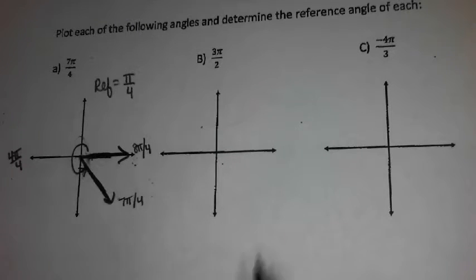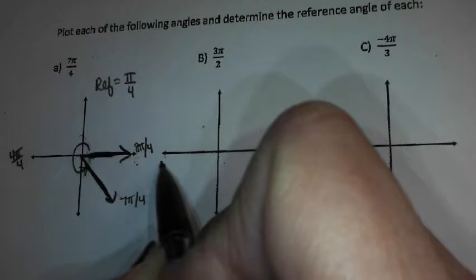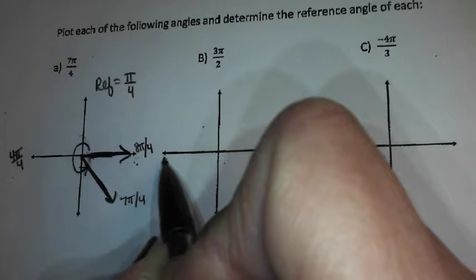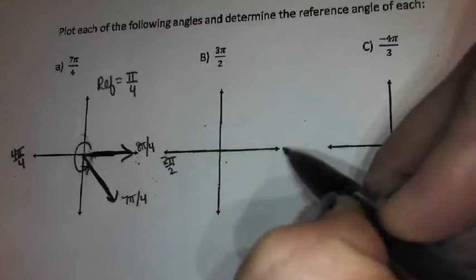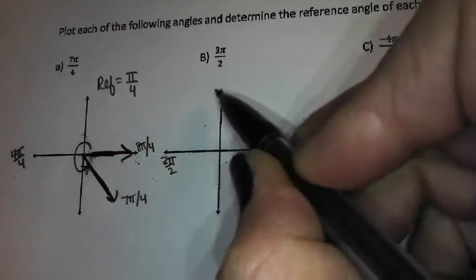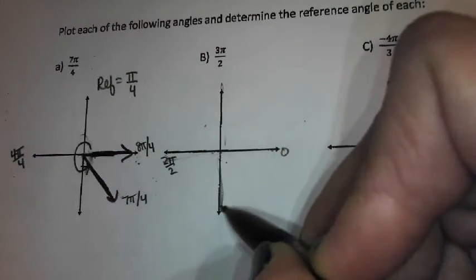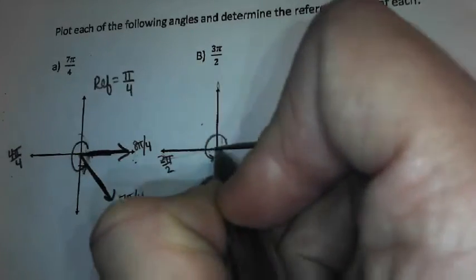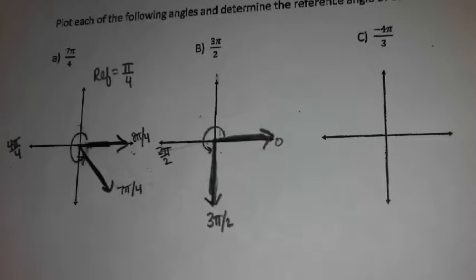Okay, 3 pi over 2. How am I going to label this? The denominator is 2, so how should I label this? 2 pi over 2. So if you kind of go through your counting, here's 0, here's 1 pi over 2, here's 2 pi over 2, here's 3 pi over 2. So your initial ray is where it always is. Then we go around, and this is 3 pi over 2. What's the reference angle here?